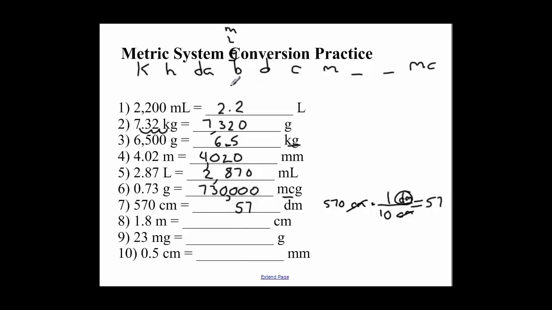So let's write 1.8 under the base unit, because that's how many meters we start with in problem number 8. And we want to convert to centimeters. So centi starts with a C, so we're moving 1 place, 2 places to the right. So we're multiplying by 10 twice, which means we're multiplying by 100.